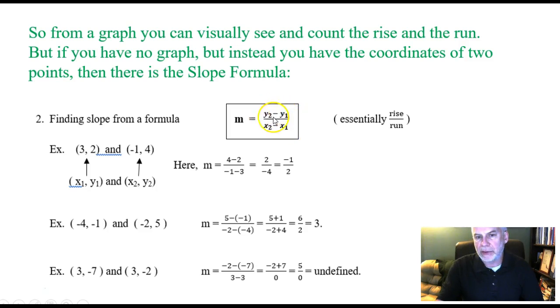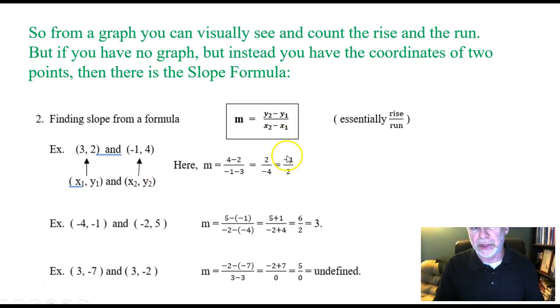Now when you subtract the y values, you're really finding the rise, because the y values tell you the height of a point, and when you subtract them, you find out the rise, or the change in the y values. And when you subtract the x values, that's finding the run between those 2 points. So I've labeled the points: 3, 2 are the x1 and the y1, and -1, 4 are the x2 and the y2. You don't do anything with those subscripts except help you identify which point you're talking about.